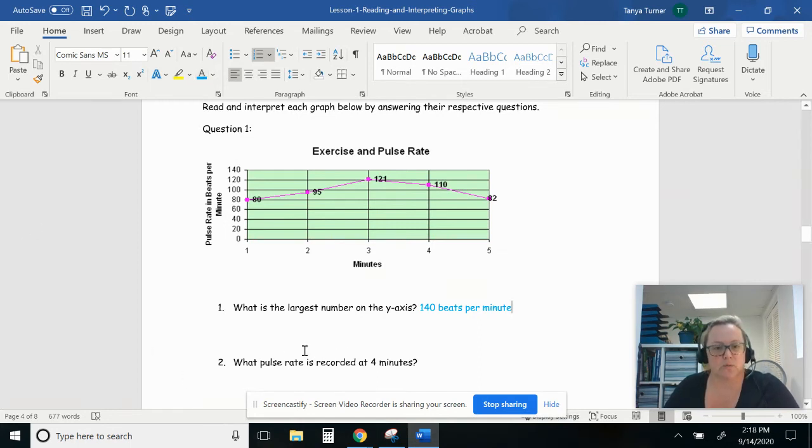The next question is, what is the pulse rate recorded in 4 minutes? Please take a moment to answer that question. What you should have done is you should have gone over to 4 minutes and up till you hit your line, and you'll see that your pulse rate was 110 beats per minute. Make sure you put in those units.